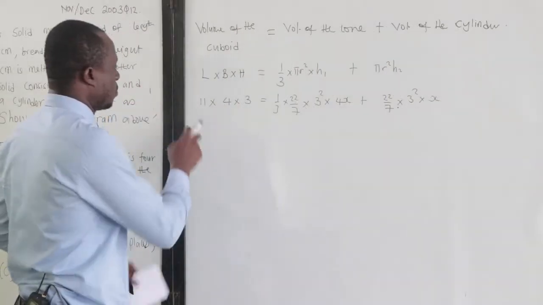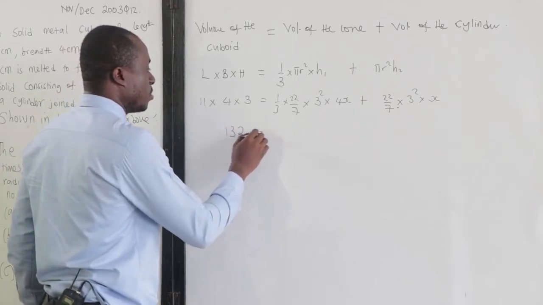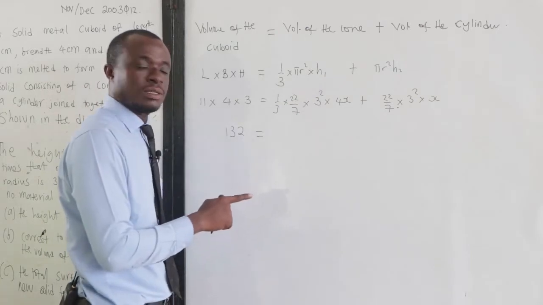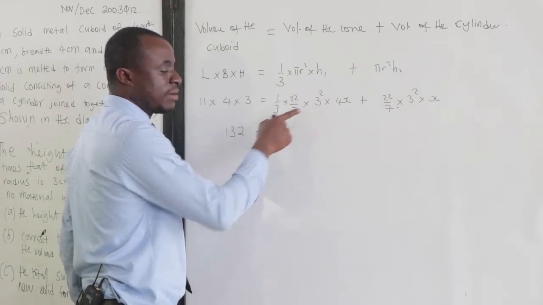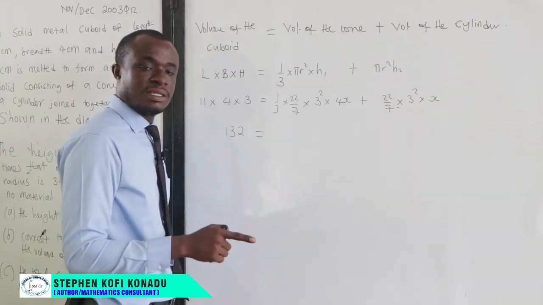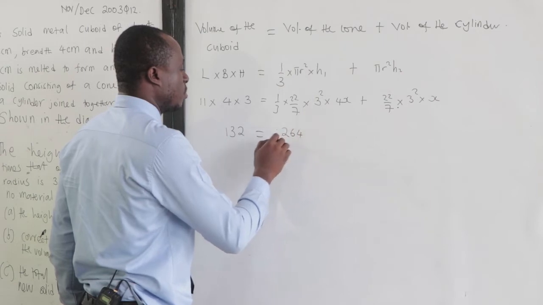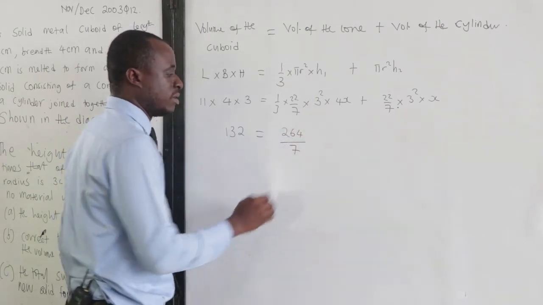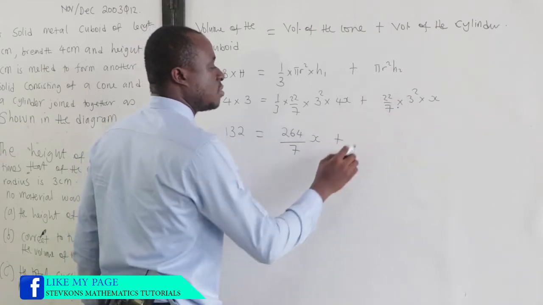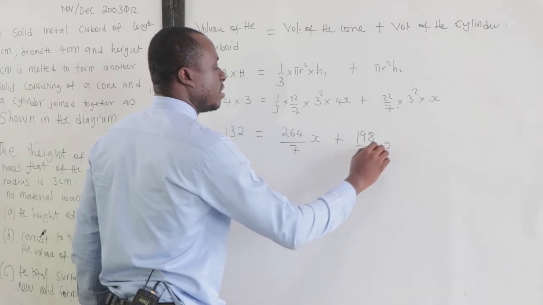Clearly, let's see. So 11 times 4 times 3, this is 132. Now this 1/3, we have 3 square, so 1 of the 3 will cancel 3 here. So you have 22 times 3, and this will give us 66. 66 times 4, this is 264 all over 7. Don't forget we have x. Then we have 9 times 22, this is 198 all over 7x.